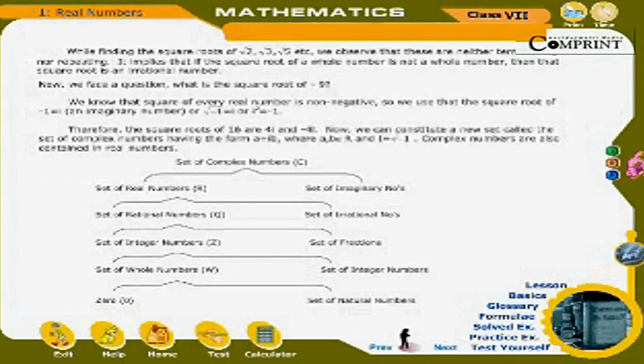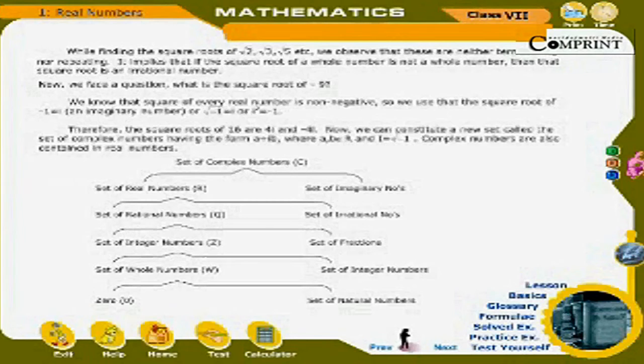Now, we can constitute a new set called the set of complex numbers, having the form a + ib, where a, b belong to R and i is equal to √-1. Complex numbers also contain real numbers, as you can see below. The set of complex numbers comprises the set of real numbers and the set of imaginary numbers.